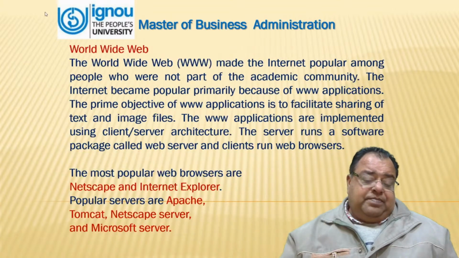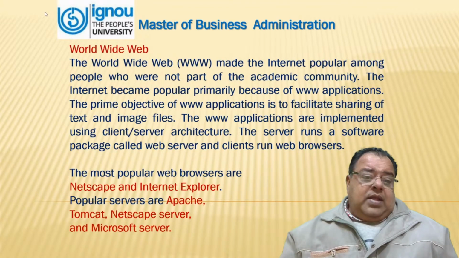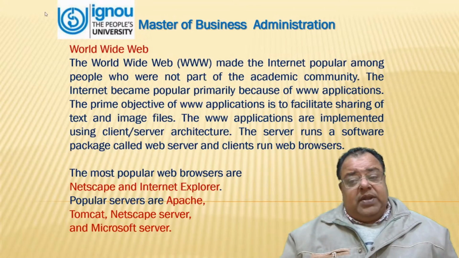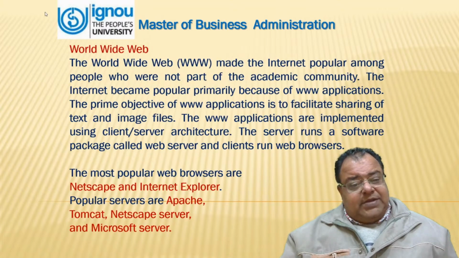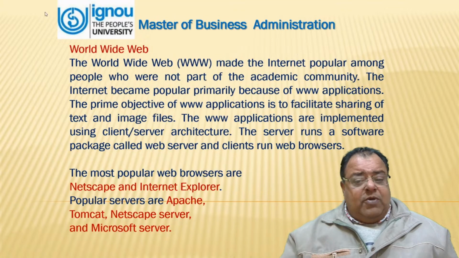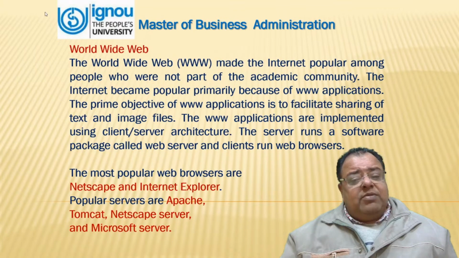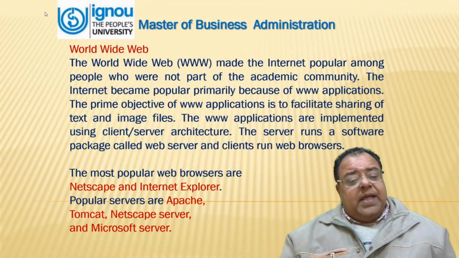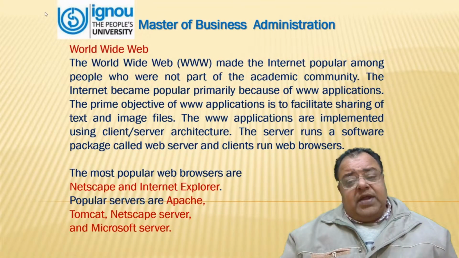World Wide Web. The World Wide Web (WWW) made the internet popular among people who were not part of the academic community. The internet became popular primarily because of WWW applications. The prime objective of WWW applications is to facilitate sharing of text and image files. The WWW applications are implemented using client-server architecture. The server runs a software package called a web server and the client runs a web browser.